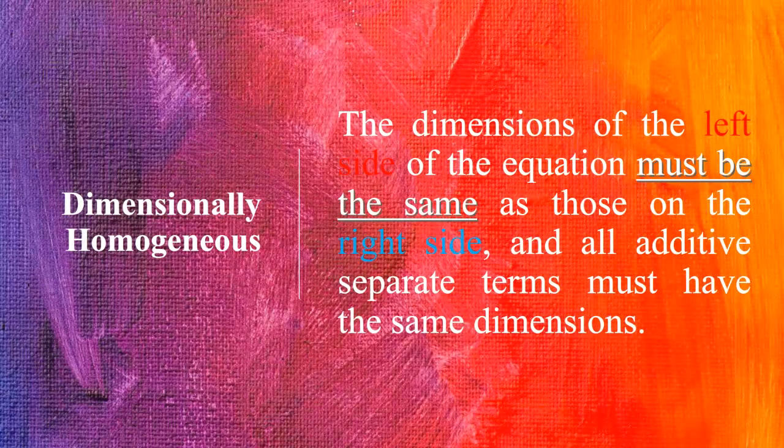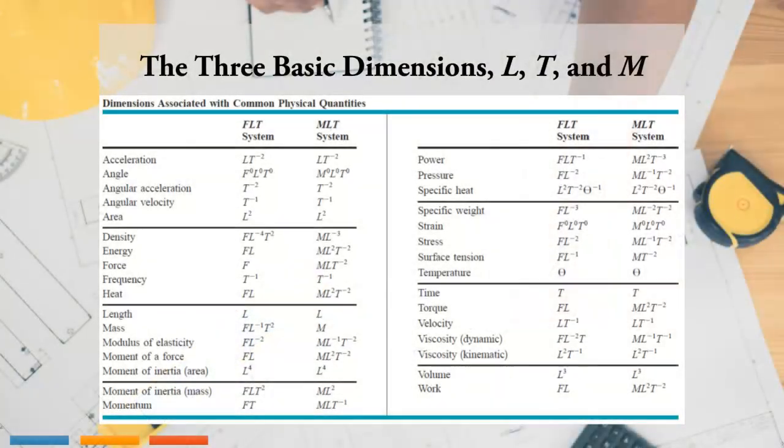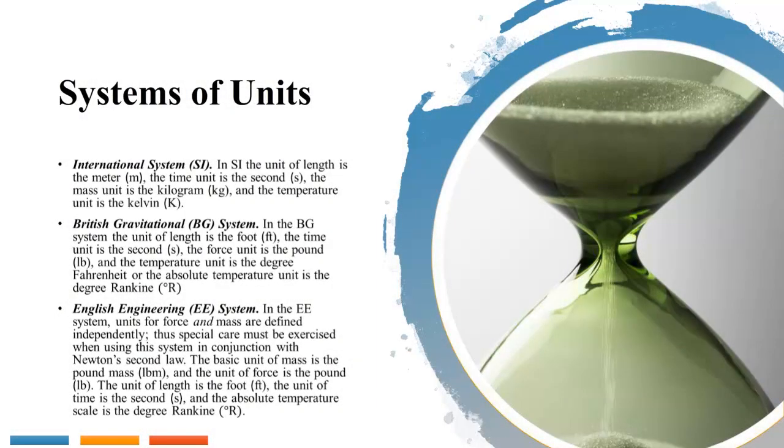All equations are required to be dimensionally homogeneous. The dimensions of the left side of the equation must be the same as those on the right side, and all additive separate terms must have the same dimensions. The MLT and FLT systems are used to describe the dimensions of common physical quantities. Take time to become familiar with the units of these dimensions. There are three known systems of units: the International System, British Gravitational System and English Engineering System.